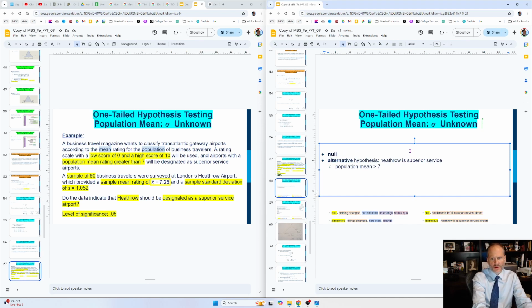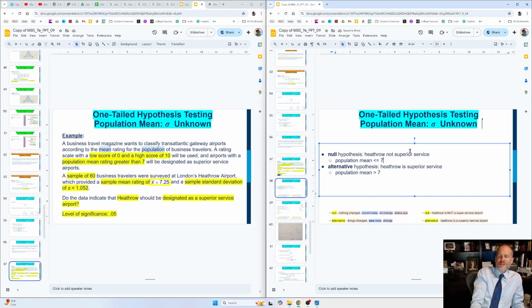The null hypothesis is that Heathrow is not superior service. Like, that's the current state. Maybe there is no rating, right? Maybe they've never been rated and there is a rating they've never earned it. But the current state, the status quo, is that it's not superior service. And when does that happen? That happens if the survey reveals that the population mean is less than or equal to 7.